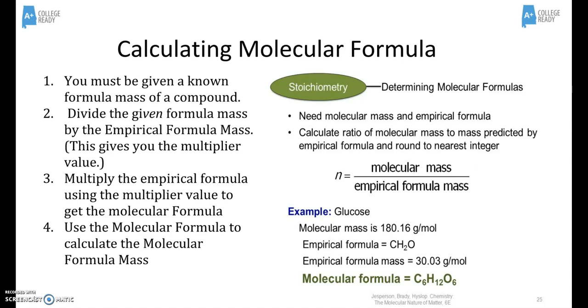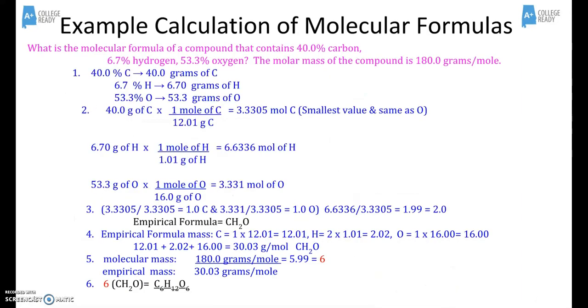Basically, you're just adding another step to empirical formula. Once you find your empirical formula mass, that will always be your denominator. Your n value will be the multiplier by which you multiply your empirical formula, using distributive properties, to get your molecular formula. So let's look at an example.